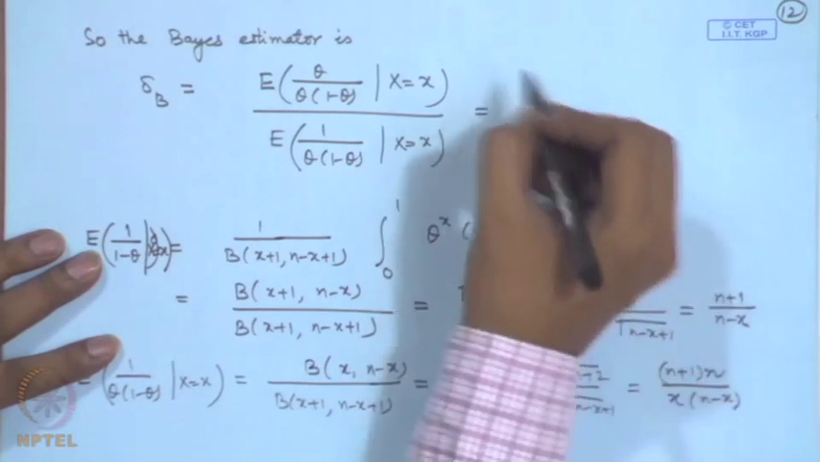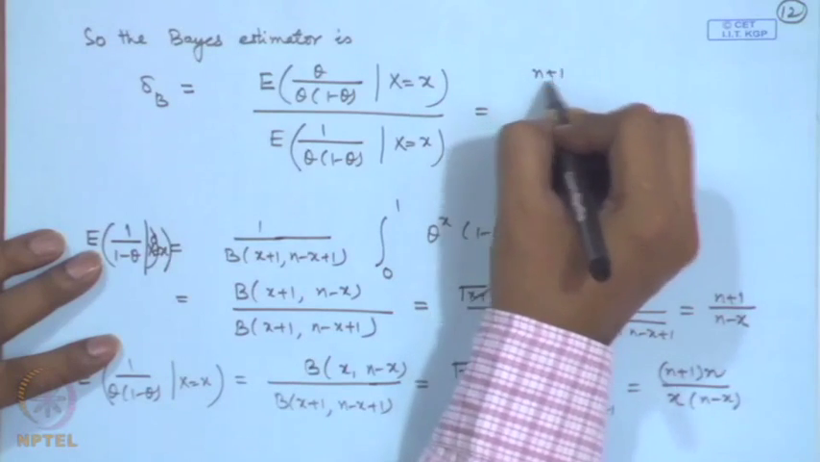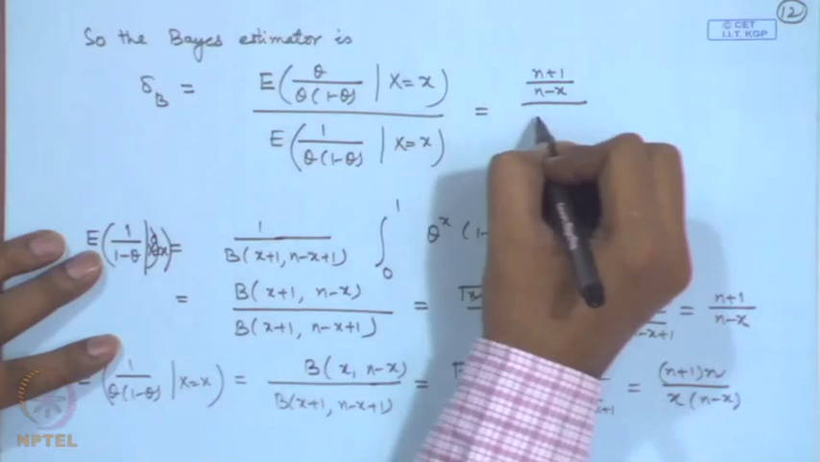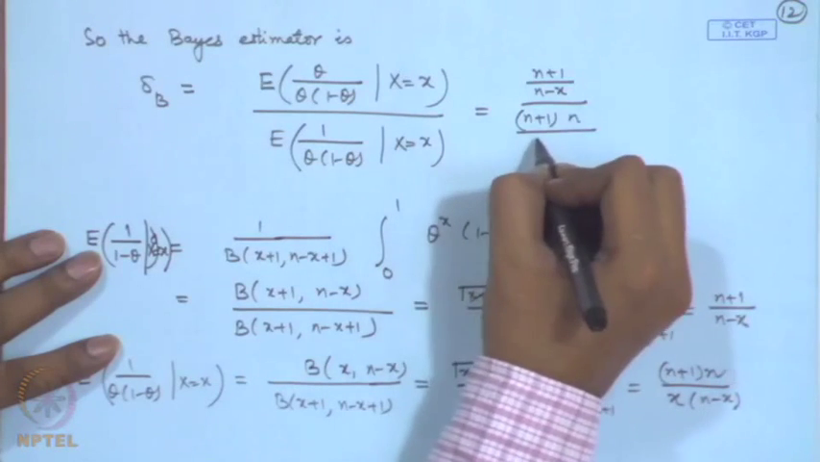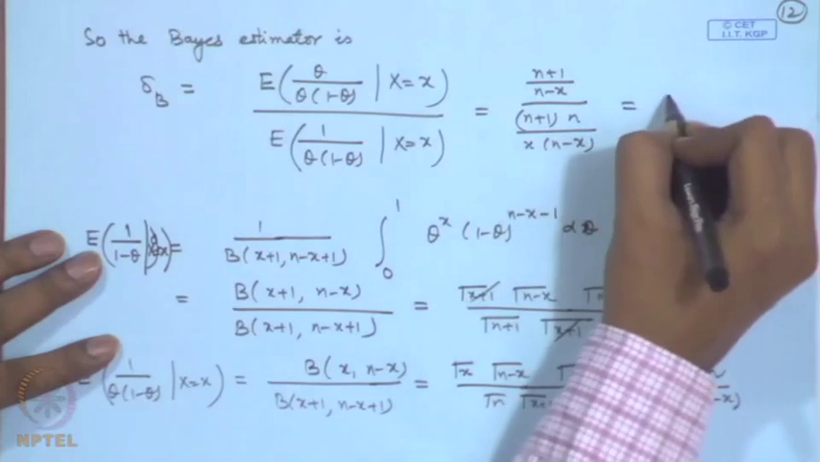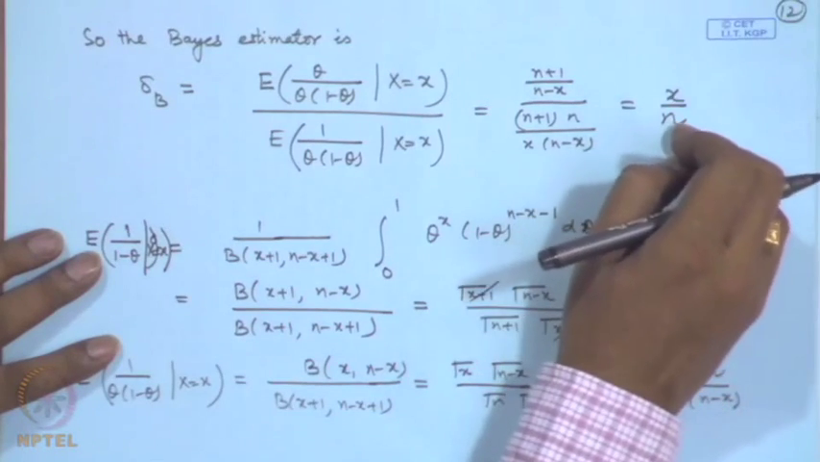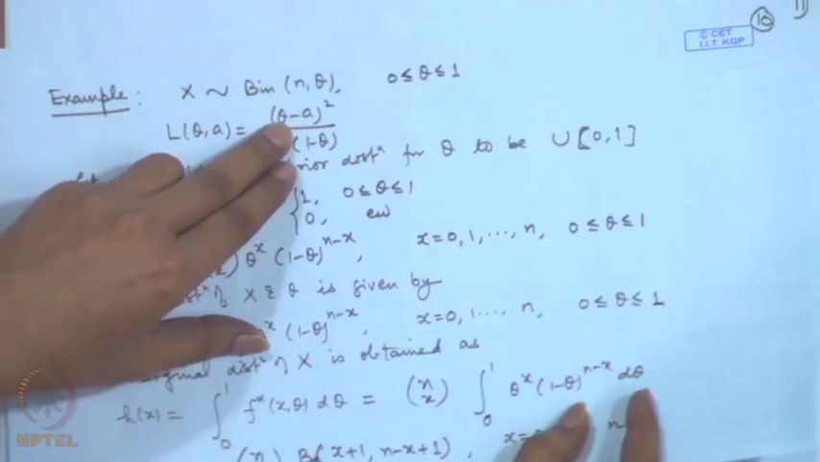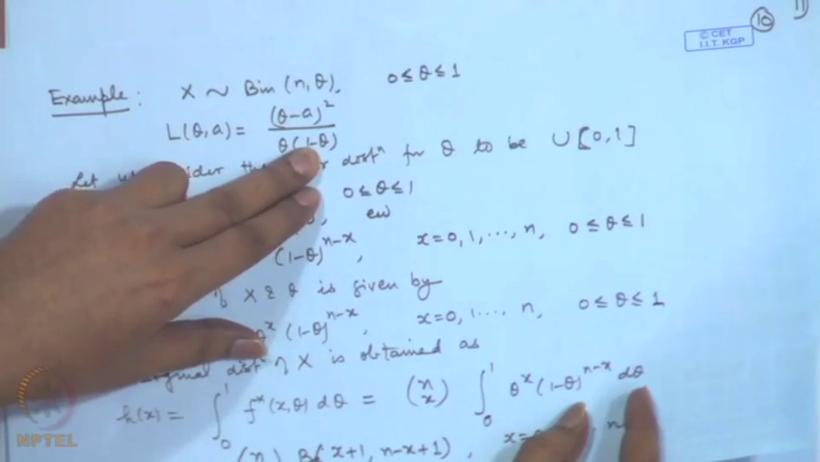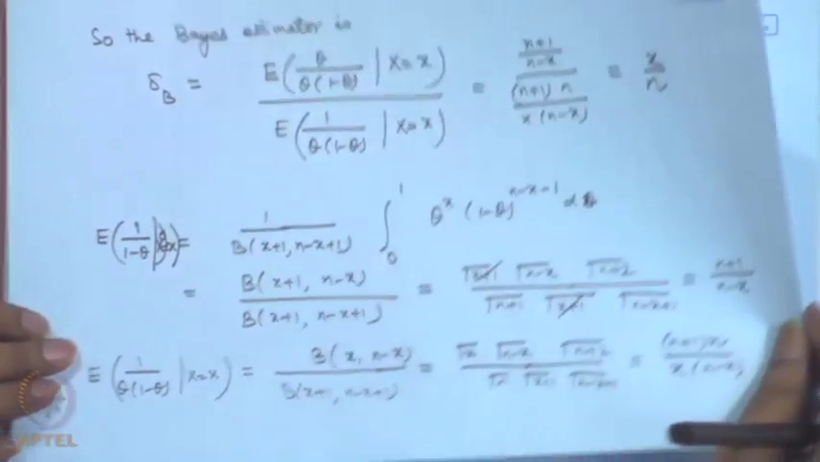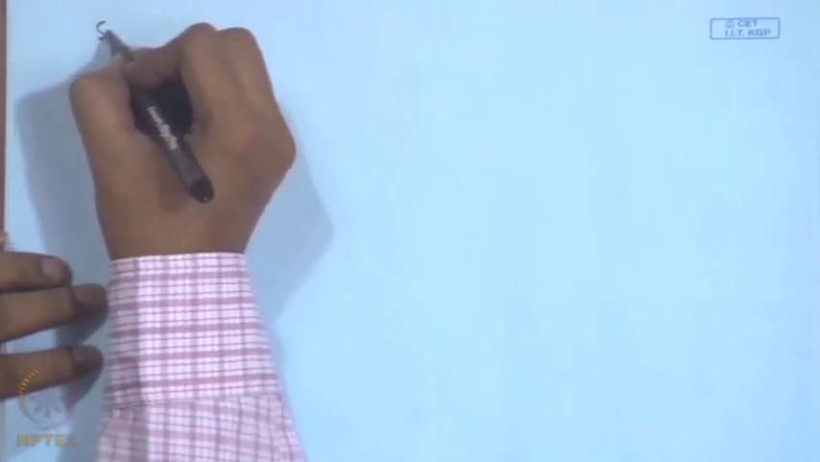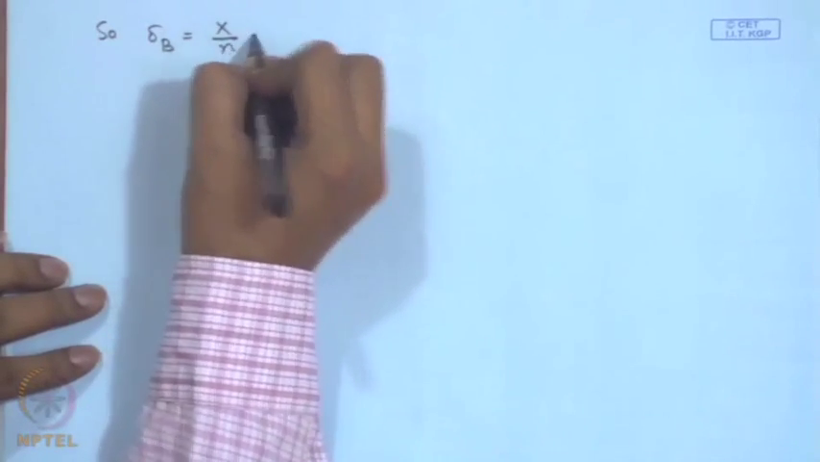So, if we substitute these quantities here, we get n plus 1 by n minus x divided by n plus 1 into n divided by x into n minus x, that is equal to x by n. So, our minimum variance unbiased estimator, or the maximum likelihood estimator, is actually the Bayes estimator with respect to the uniform prior if the loss function is taken to be theta minus a square by theta into 1 minus theta. So, the Bayes estimator is actually x by n.